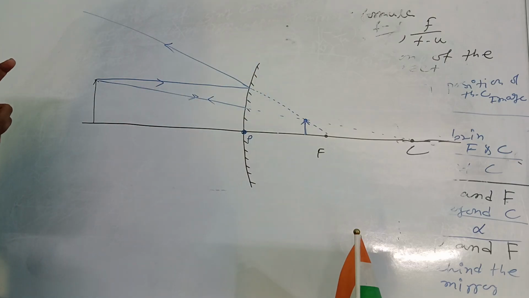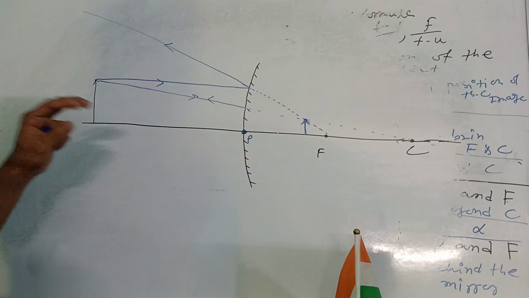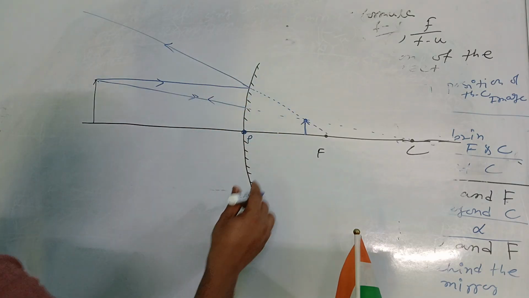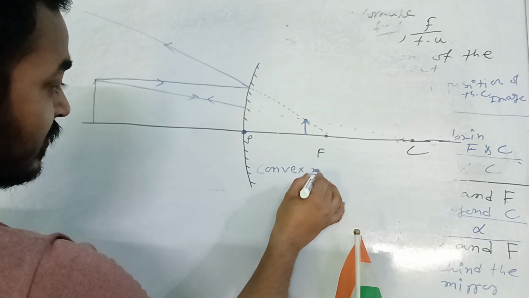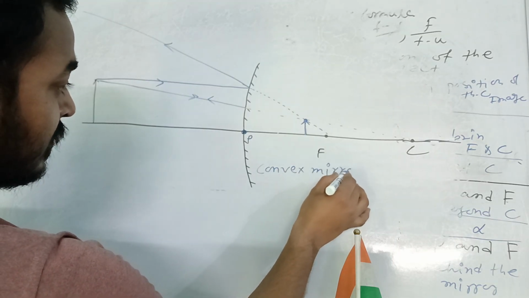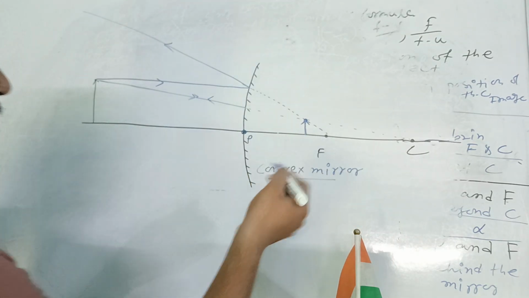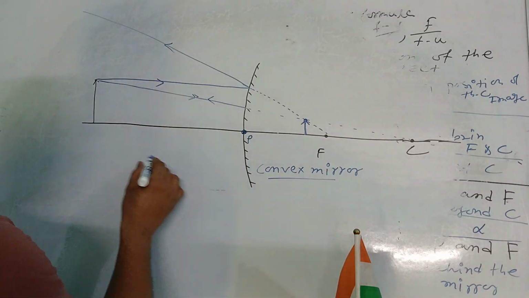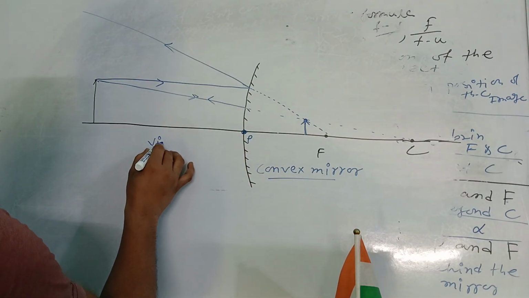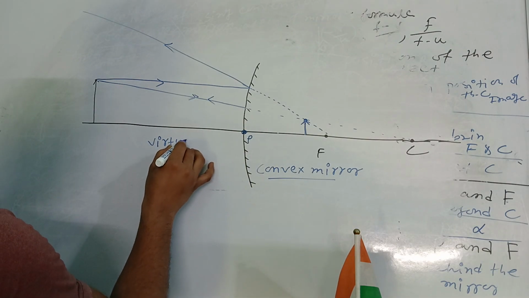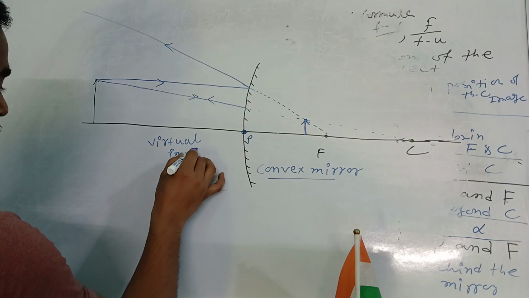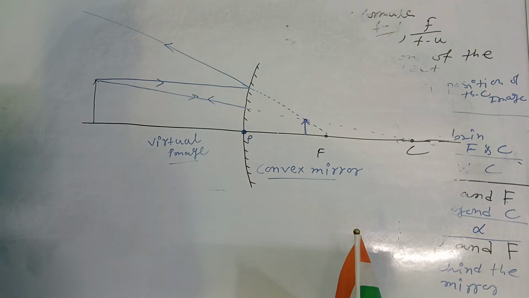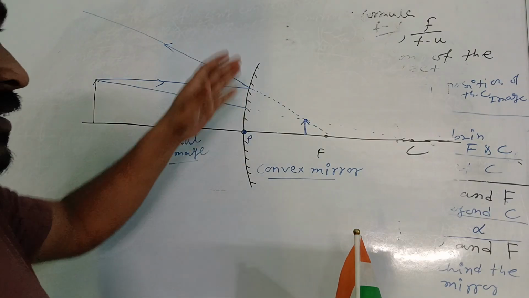Okay, is it clear? So in case of convex mirror, the image is always virtual. Image is virtual. What is the image in case of convex mirror? Virtual.